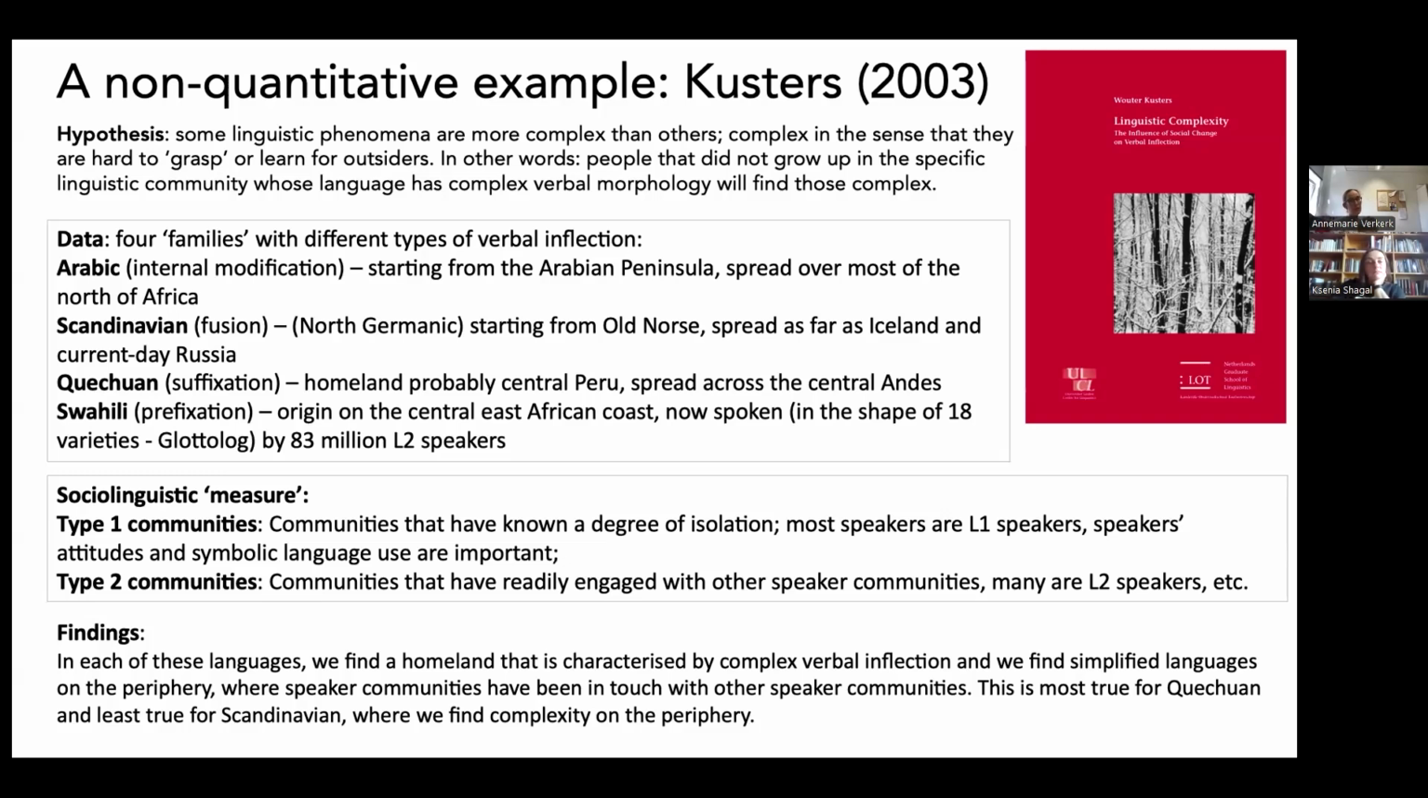And then he finds that in each of these families, we find a homeland that is characterized by complex verbal inflection. And we find simplified languages on the periphery, where basically speaker communities have been in touch with other speaker communities. This is most true for Quechua, and least true for Scandinavian. If you think of Faroese and Icelandic, then you know that there's kind of complexity on the periphery in Northern Germanic, but not in some respects. It works out for all four of these families.